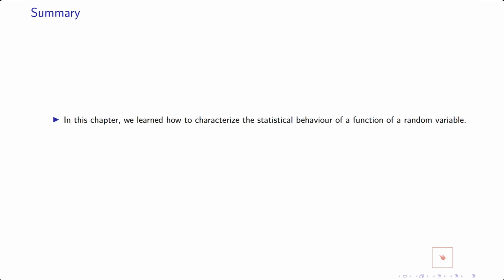In this chapter, we have learned how to characterize the statistical behavior of a function of a random variable. We have learned how to generate a given distribution. We have learned systematic methods to characterize the behavior of random variables which are interconnected.